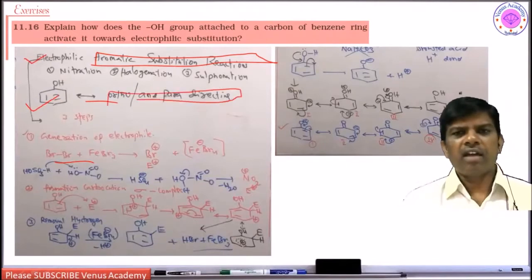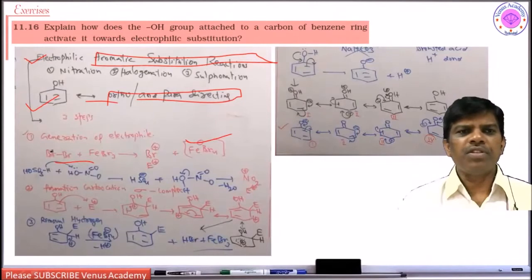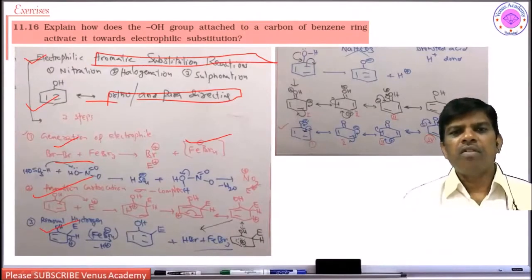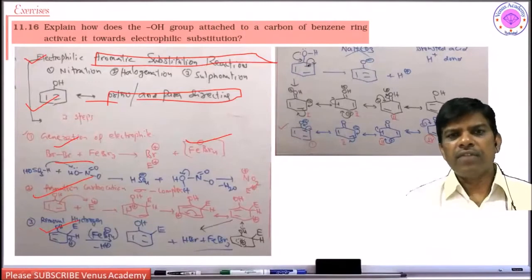So these are ortho para directing groups, and if you take this electrophilic substitution, yes, we know what are the steps involved in electrophilic substitution. It is generation of electrophile and formation of carbocation or sigma complex, then removal of hydrogen from sigma complex. This is how electrophilic substitution takes place. So while electrophilic substitution, if I write the resonance structures of phenol, what are the positions? It is ortho, it is getting carbanion, and para position it is getting carbanion.